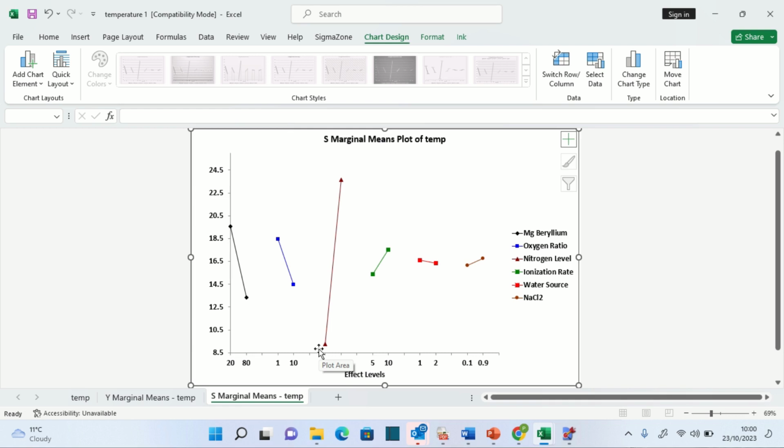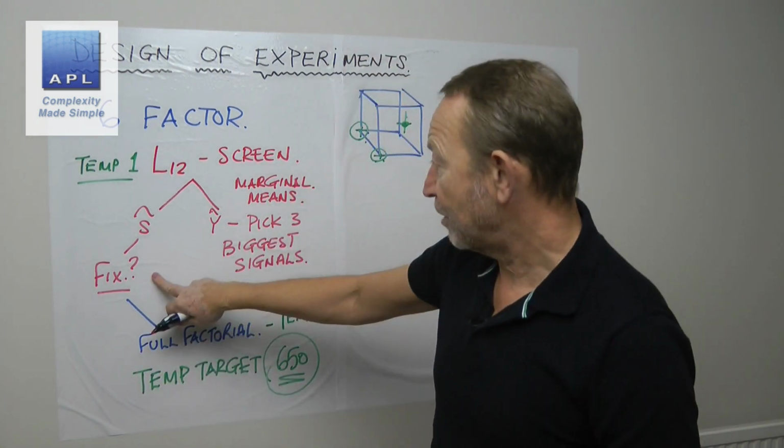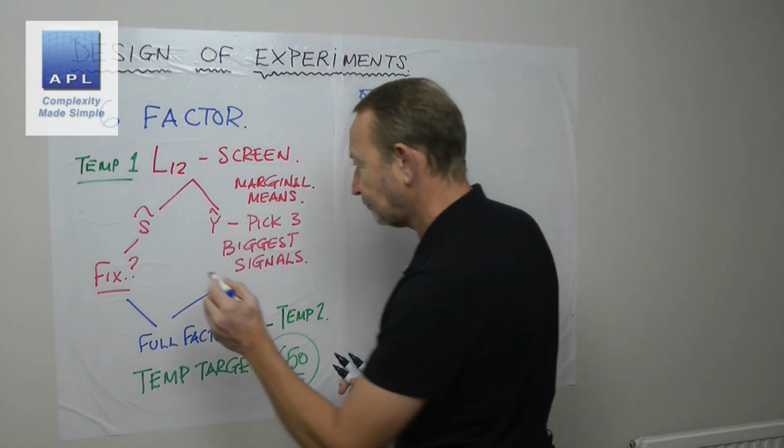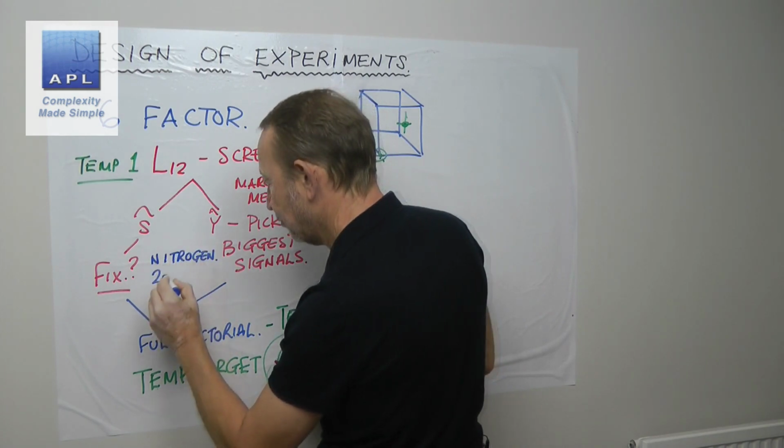That's the first piece of knowledge. Let's put that on the whiteboard. Okay, so in order to control S, where are we going? So our fix here, nitrogen is going to 200.